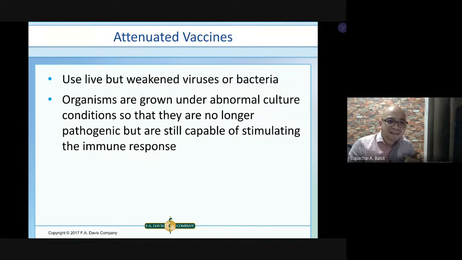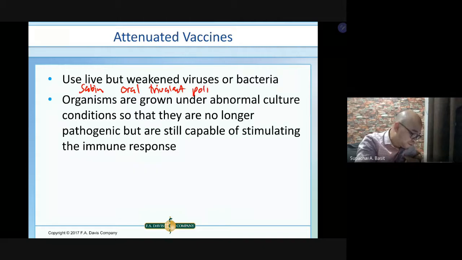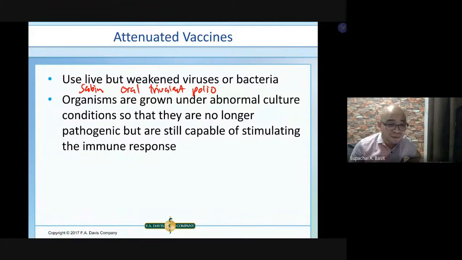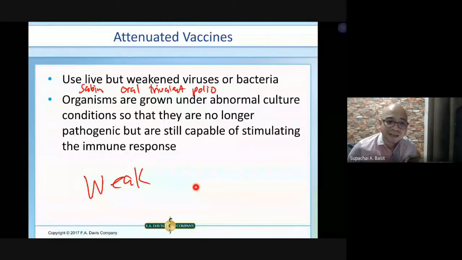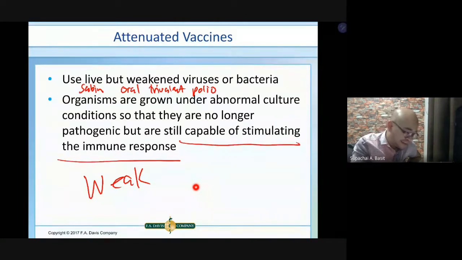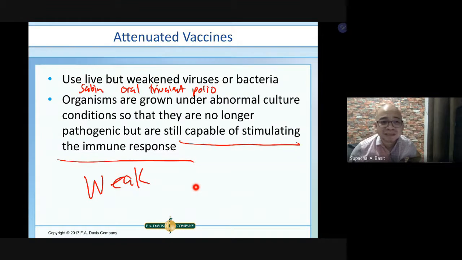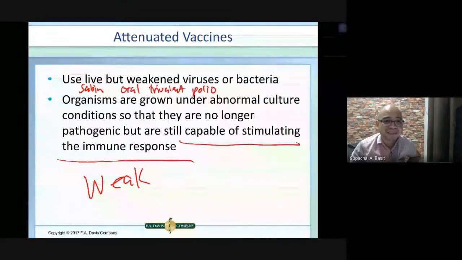So attenuated vaccines use live but weakened viruses or bacteria. An example is the Sabin vaccine, an oral trivalent polio vaccine. Organisms are grown under abnormal culture conditions so that they are no longer pathogenic. They're still alive, but they are weak. Even if they are weak, they are still capable of eliciting an immune response. So that's the basic principle of attenuated vaccine.